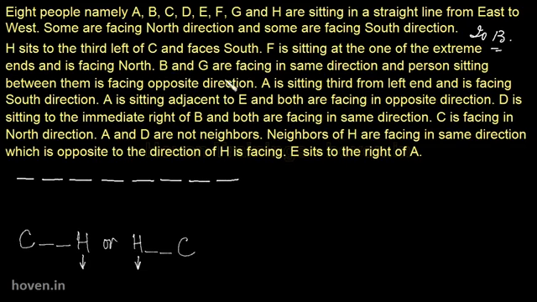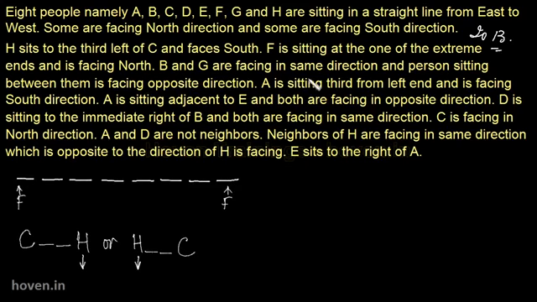Next, F is sitting at one of the extreme ends and is facing north. This is also given concretely, but we don't know whether he is on this side or this side. So as a rough thing, let us mark F below this with a small arrow, as he is facing north. F could be in either of these 2 places. So we have written it below the sitting arrangement. We'll revise it as we pass.